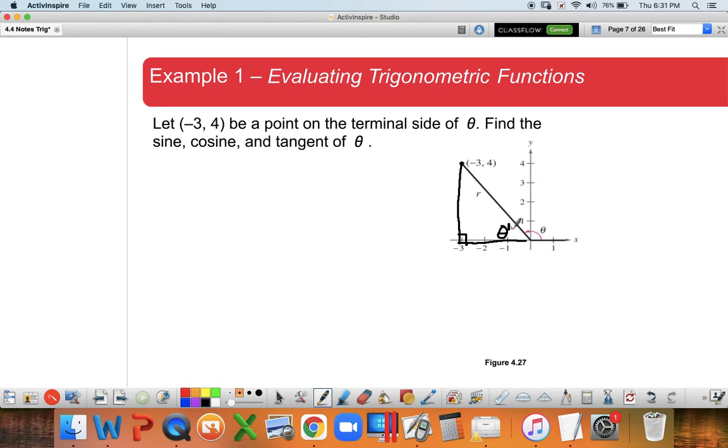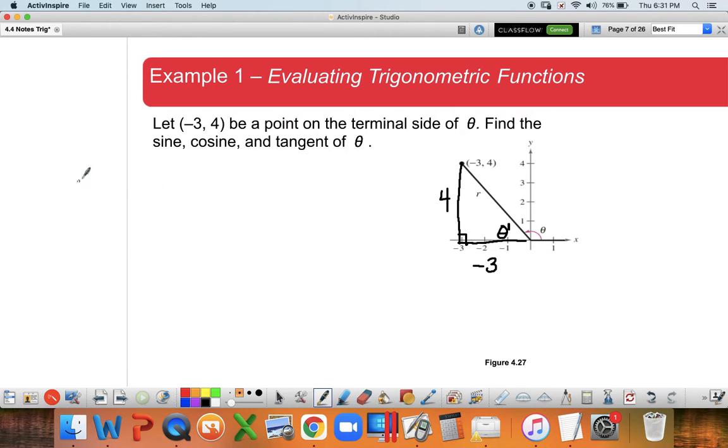And your book likes to denote it with this little apostrophe at the end. It says these two angles are related, they're supplementary angles. And I can still use our understanding that we're just going to go with what we have in this quadrant here, in quadrant 2. So if negative 3, 4 is my coordinate point, then that tells me my x value down here is negative 3, and my y value up here is 4.